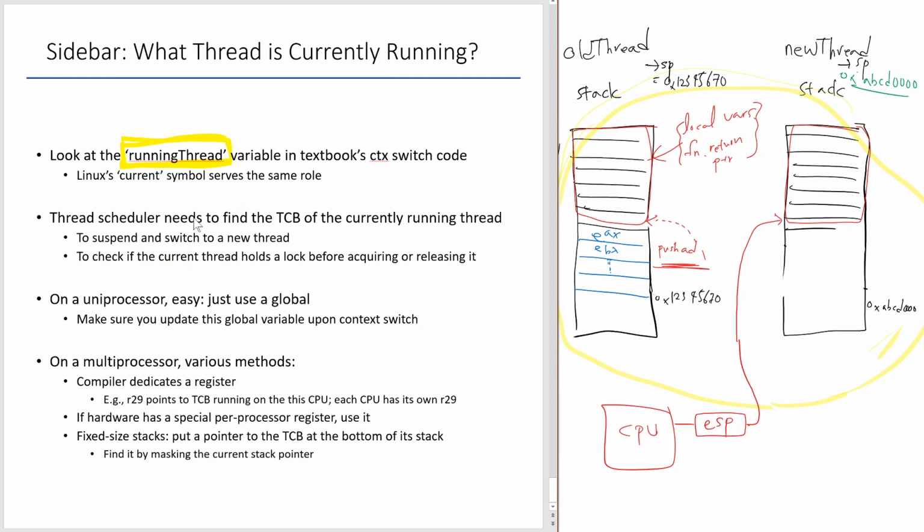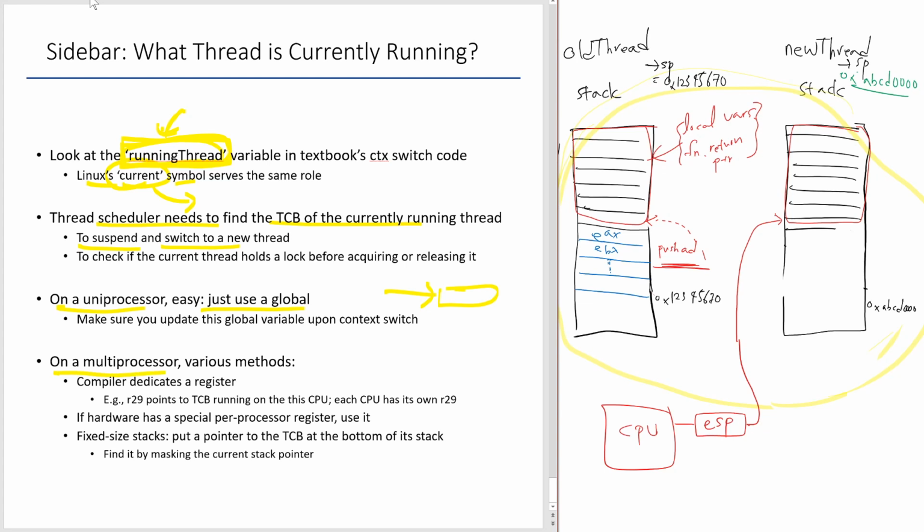That's what this is referring to: what thread is currently running? In Linux, the role that running thread serves in our textbook example is served by this current symbol. The scheduler usually needs to find the TCB of the current running thread. On uniprocessor, you can just use a global. You spend just a piece of memory, and because there's just one thread at any given time, after you switch thread, you just update that global variable with the new thread, and subsequent references to this global variable will give you the current TCB.